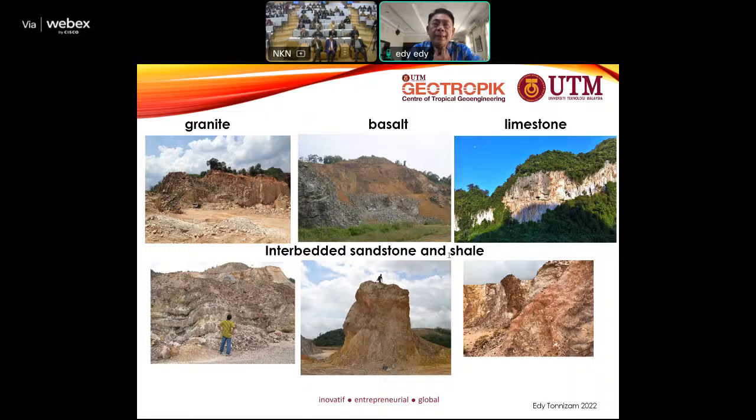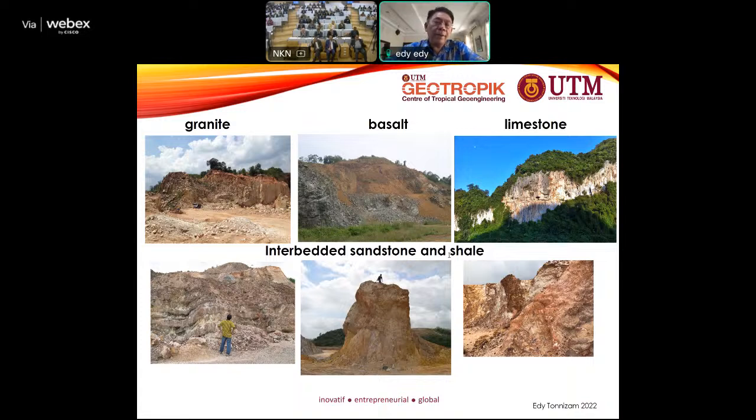Here is the photograph showing the different types of ground. On the left-hand side, you could see granite, where the profile is very much different compared to basalt. Basalt, at the middle part, has brownish soil, and you can see the rock is a little bit darker. And then on the right-hand side, it is limestone. So it affects the topography and geomorphology of those areas.